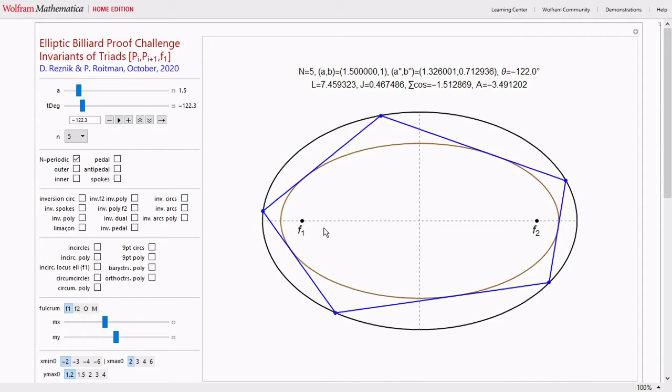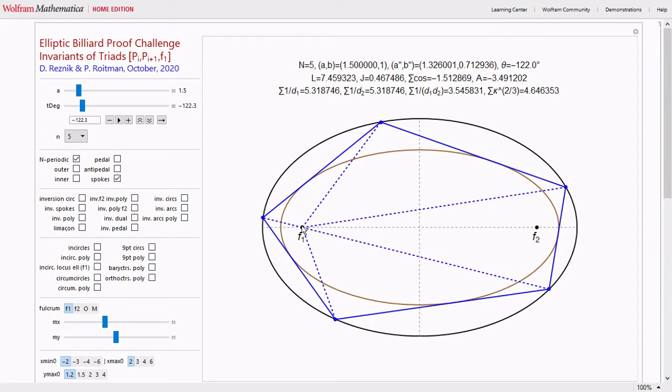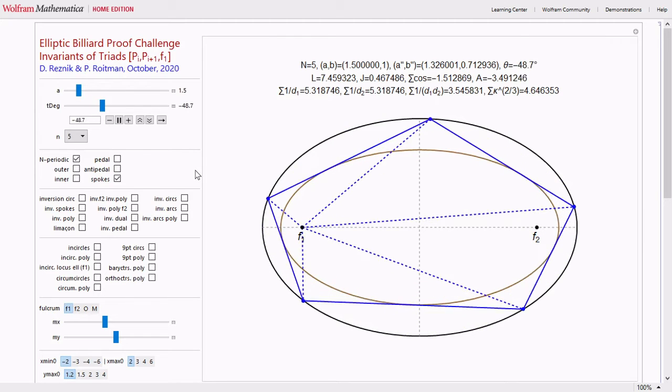Now, let's consider the following construction. I'm going to draw lines from one of the two foci, without loss of generality F1, the left one. I'm going to draw spokes from the focus to each one of the vertices. Okay, and that's going to define n triangles, n triangles that together tessellate the 5 periodic. So let's watch these animated. There are the 5 triangles.